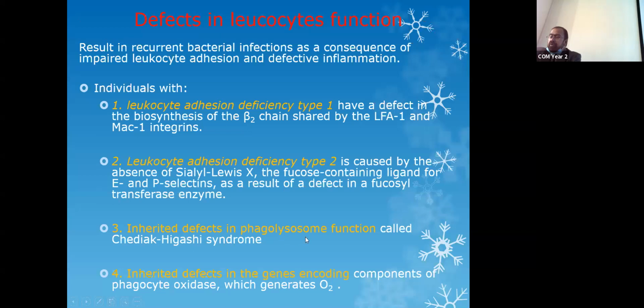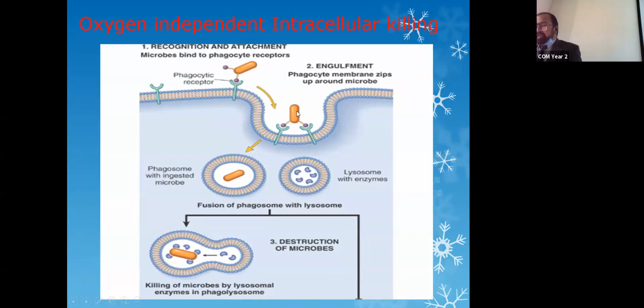and the third one is inherited defect in phagolysosome function, which is Chediak-Higashi syndrome, in which here you see that the organism is taken in as a phagosome, but this phagosome is not combined with lysosome. When phagosome and lysosome are not combined, what will happen? The enzymatic killing will not take place. Although phagocytosis has been done, the oxygen-independent type of killing will not take place, right?